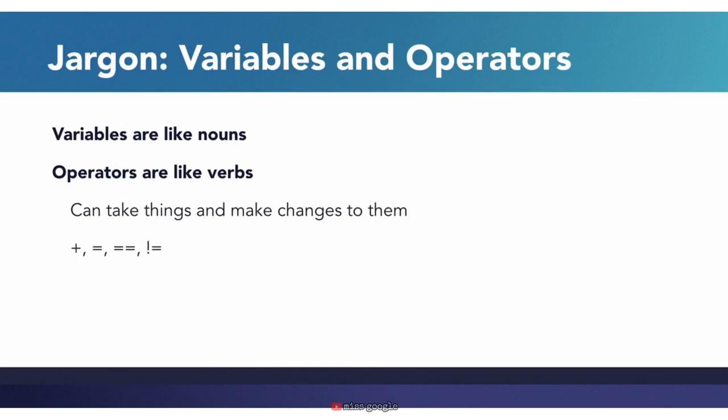There's plus, which can be used for addition or for concatenating two strings together. That means combining them together. There's the equal sign, which is used to assign data to a variable. And then there's the double equal sign and exclamation point equals, which are used for doing logical tests to say, this is equal to this, or this is not equal to that other thing. Now we'll move on to functions.